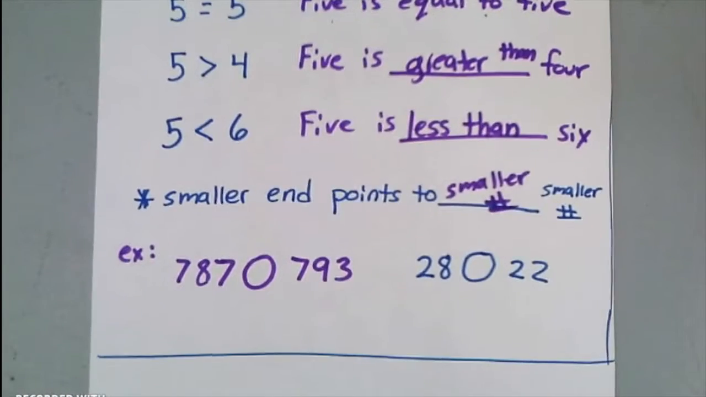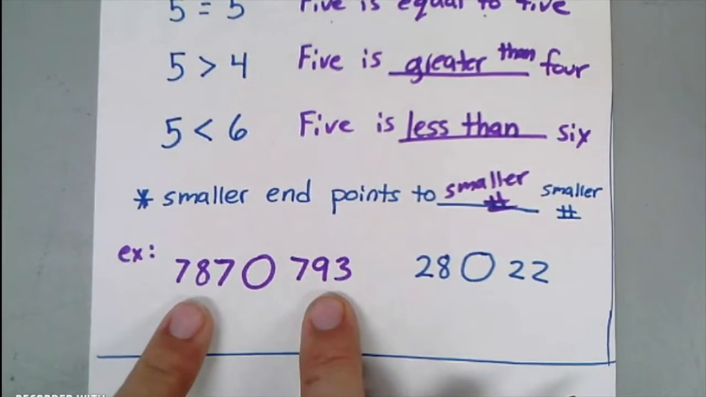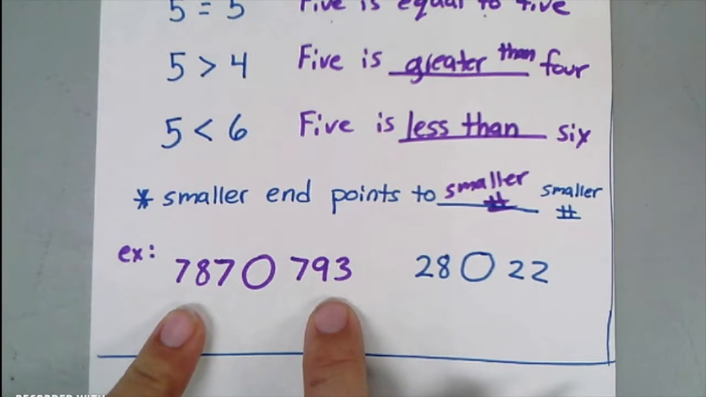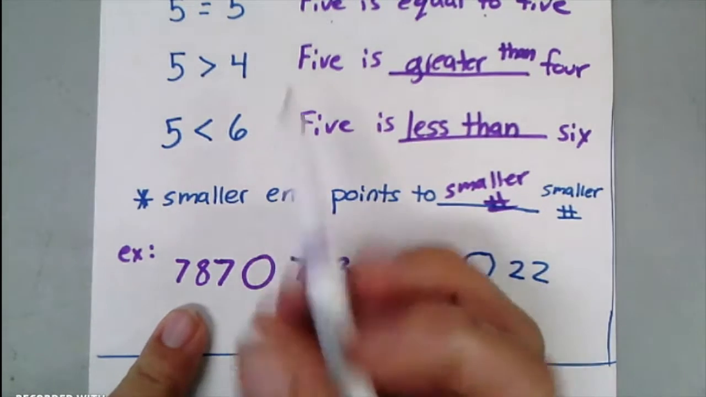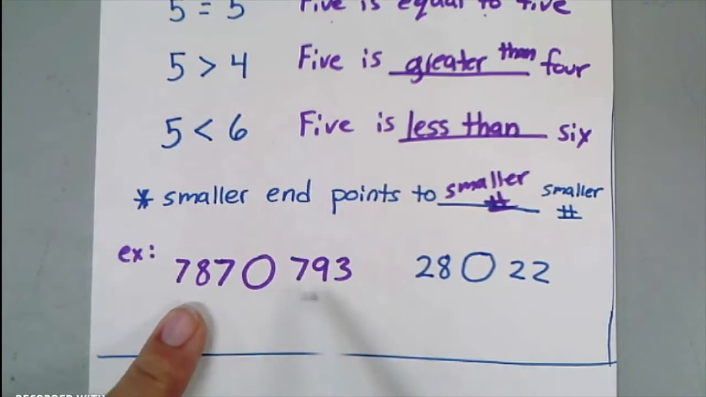All right, here's an example. So it'll look like this. We have two numbers, 787 and 793. Which one is smaller? All right, draw your symbol, either this one or this one, to show whether 787 is greater than or less than 793.